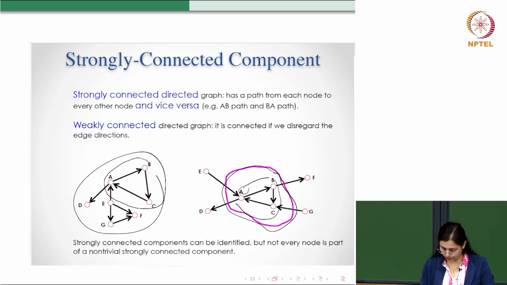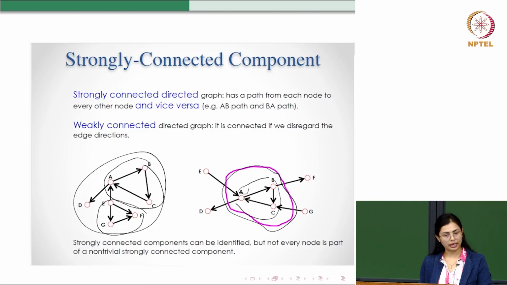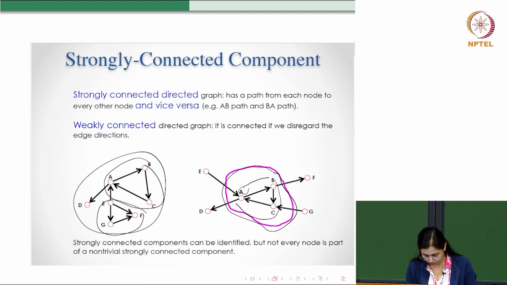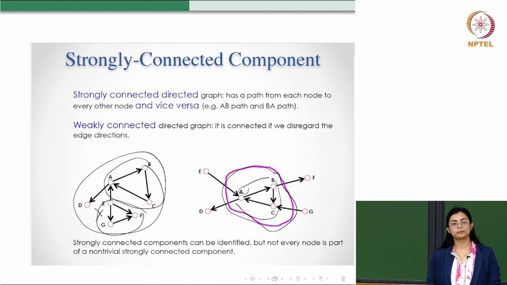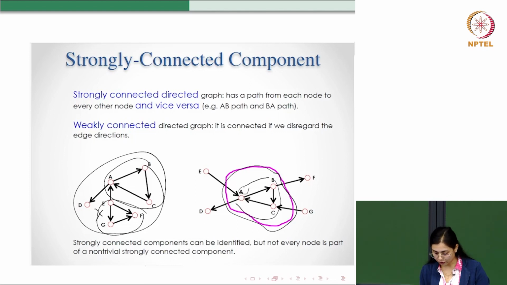ABC again. EFG is not, I guess. No, this is not. Why? Because we can't reach from F to E. Again, is there any path from G to E? No. Correct.